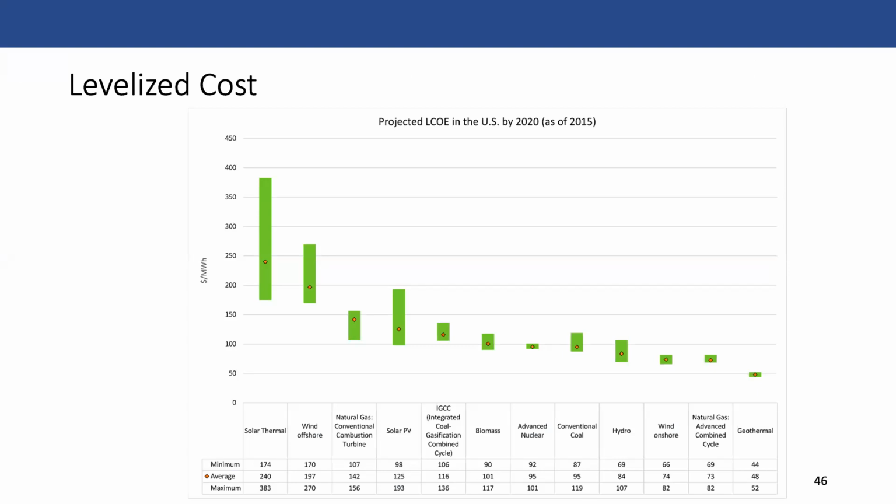This is a nice little chart of real data of ranges of levelized costs for different fueling technologies, and so you can see how much it costs for coal, which is this one right here, IGCC, versus wind, which is onshore wind, which we actually say is lower than coal. These are 2020 projections from 2015.